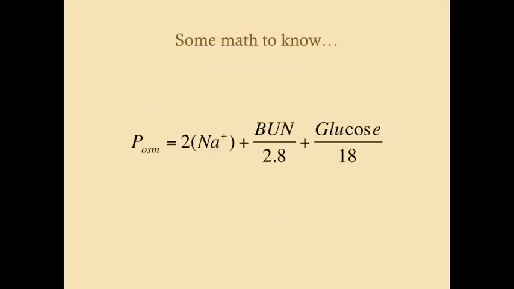Some math to know is how to calculate the plasma osmolality. It's 2 times the sodium plus the blood urea nitrogen over 2.8 plus glucose over 18. This is not given to you on the USMLE, so you need to commit this to memory.